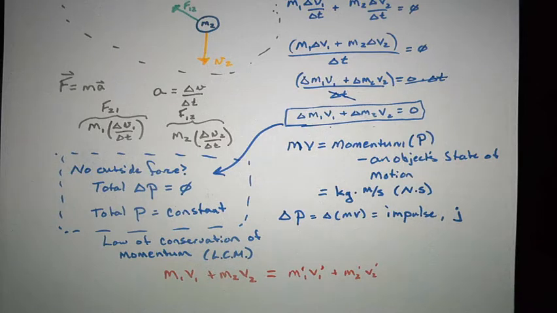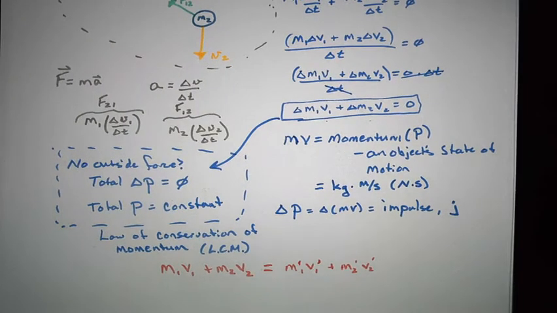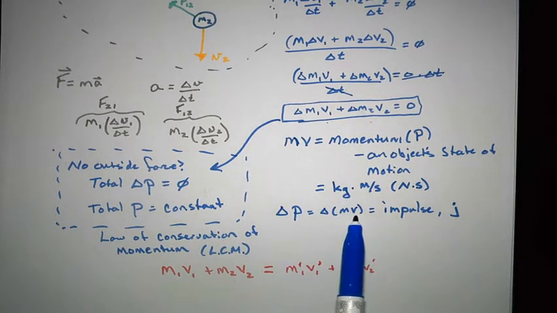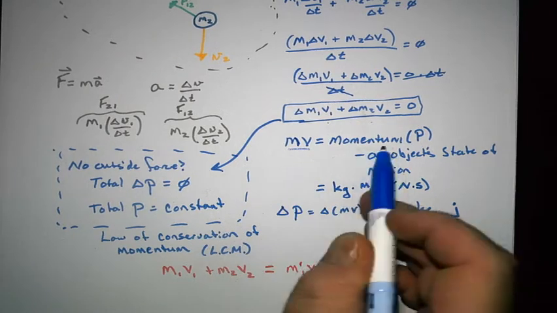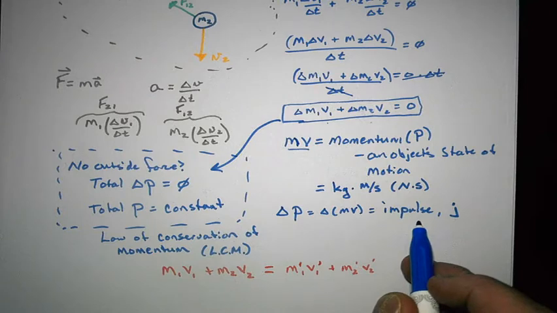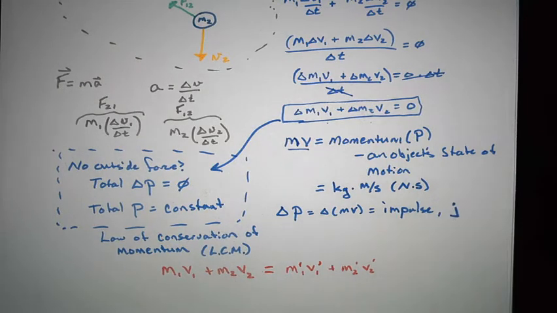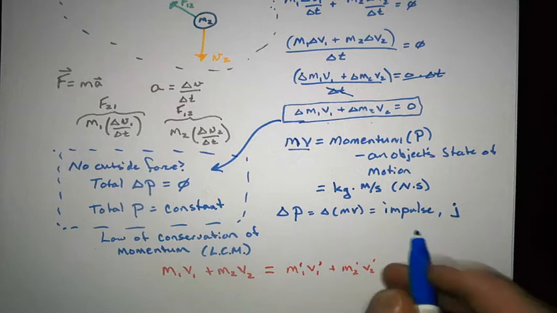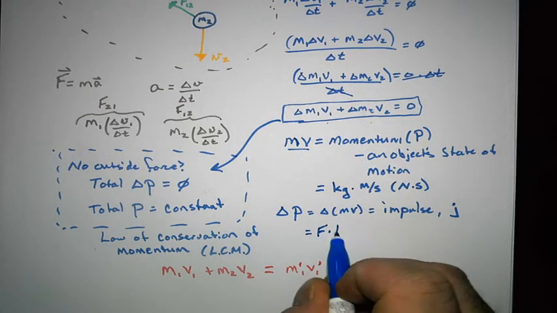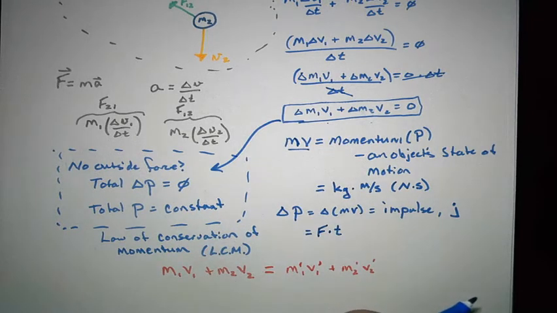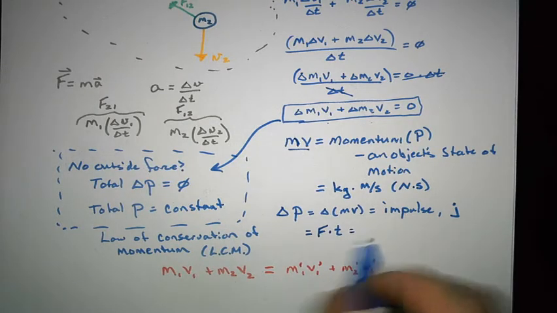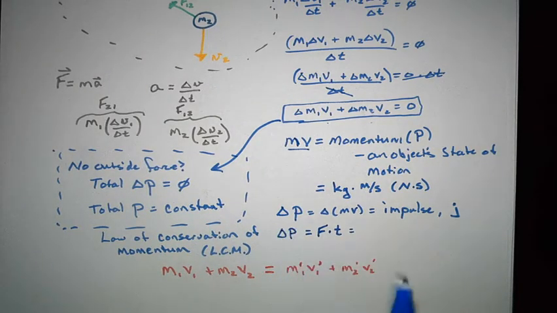Okay. So, to review, momentum equals mass times velocity. Our change in momentum is called impulse. There's another formula for this. Our impulse is also equal to a force times the amount of time that force is applied. This equals your change in momentum.